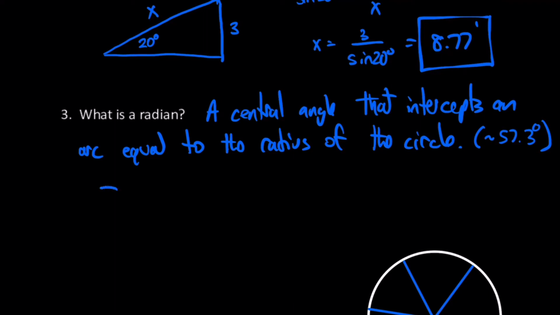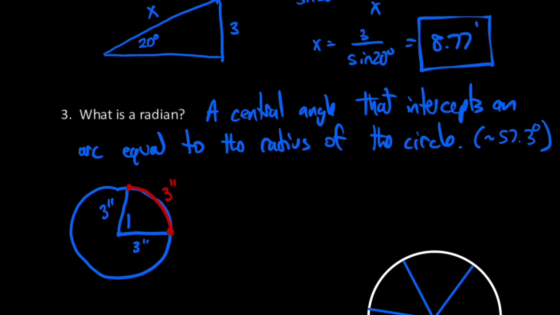Graphically, here's what a radian looks like. Here's my circle. I have a radius, I'll just make up 3 inches. I'll add another radius, 3 inches. Well, if this is going to be 1 radian, this arc length here, from the end point of that radius to the end point of that radius, has to be 3 inches. Not the segment, the arc length.